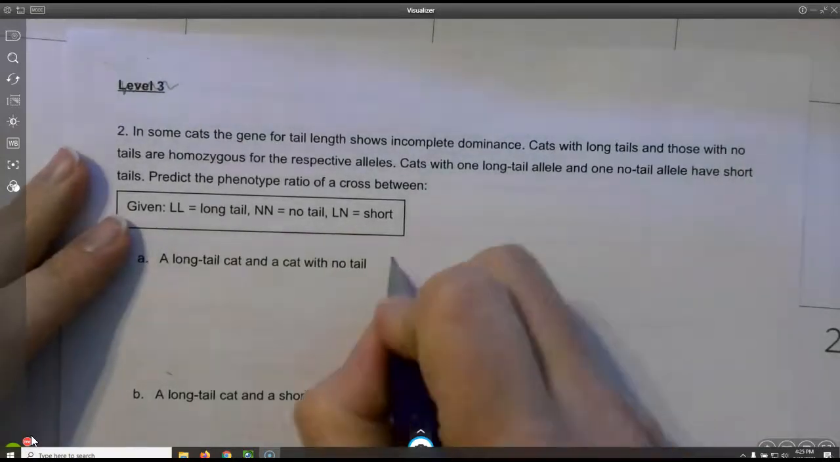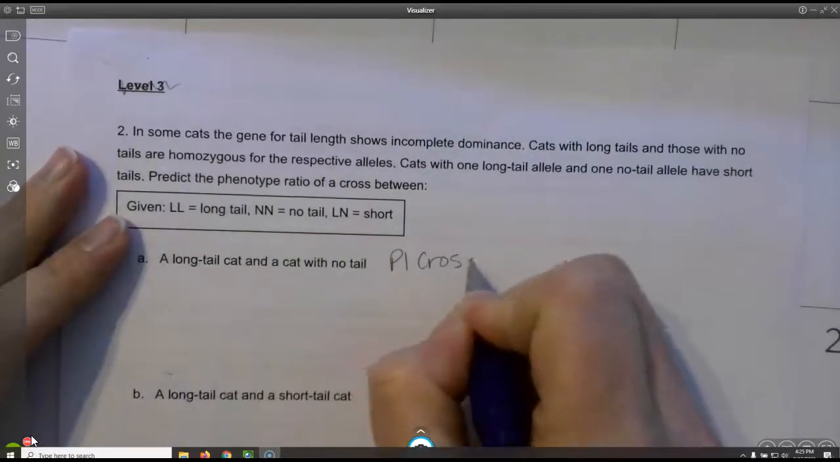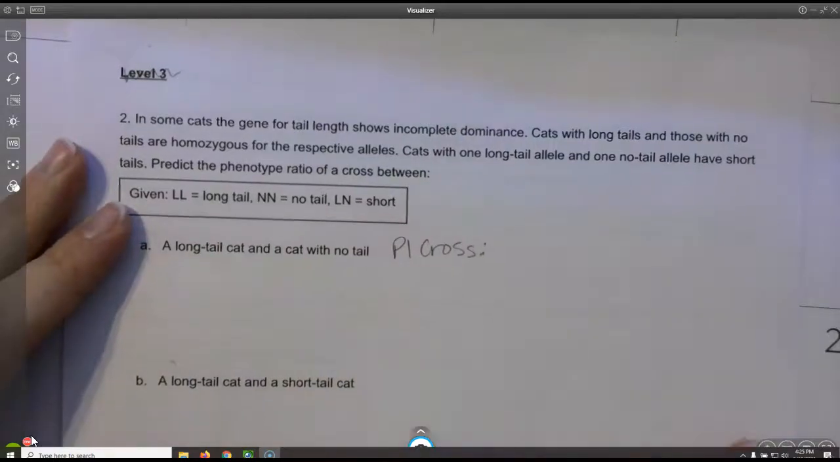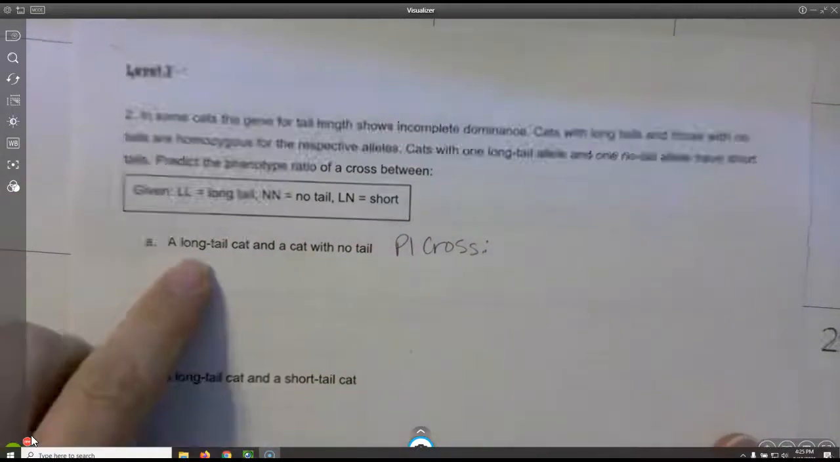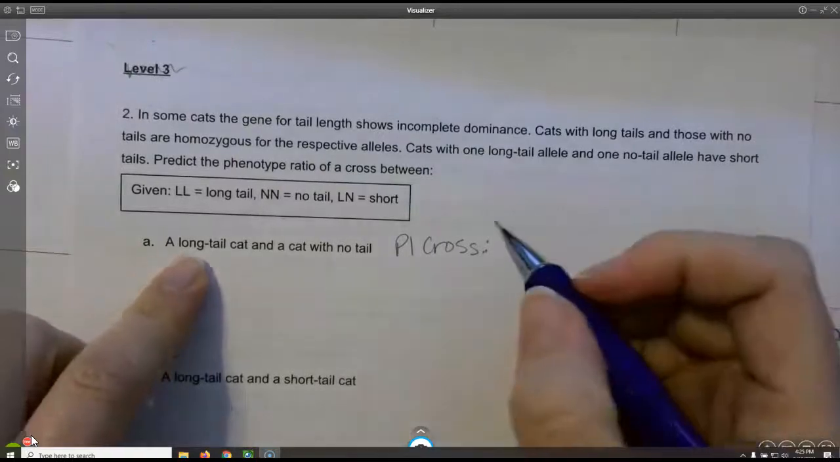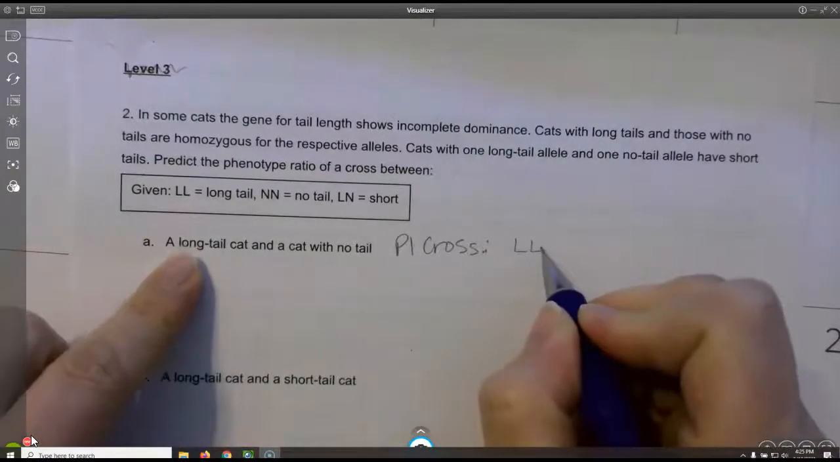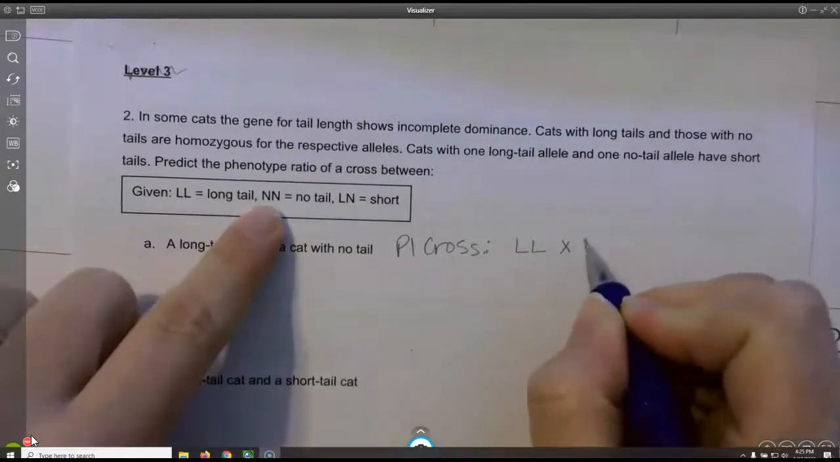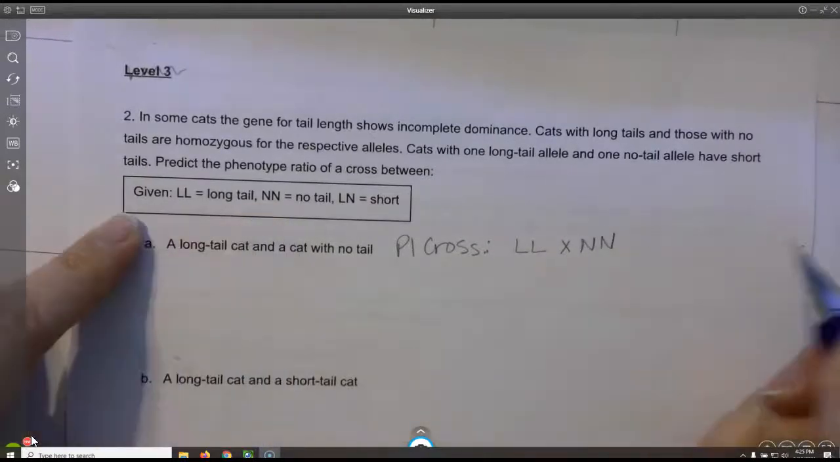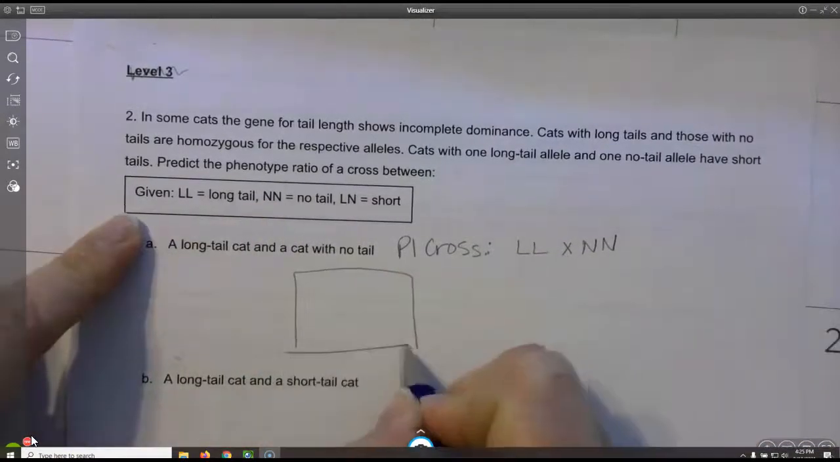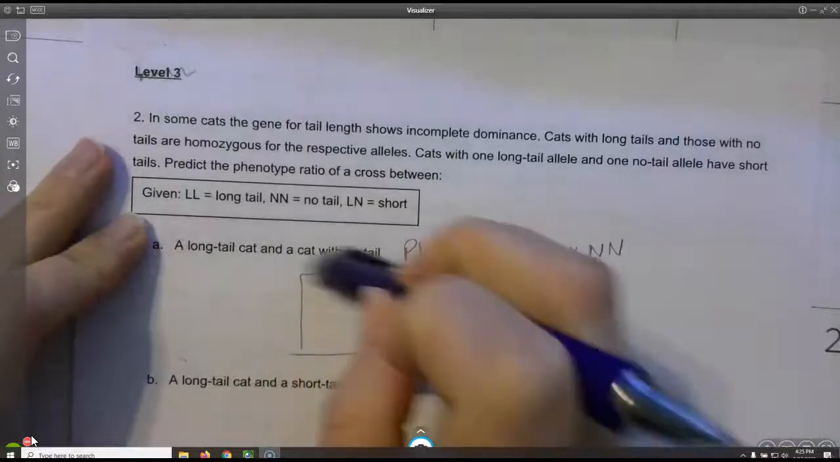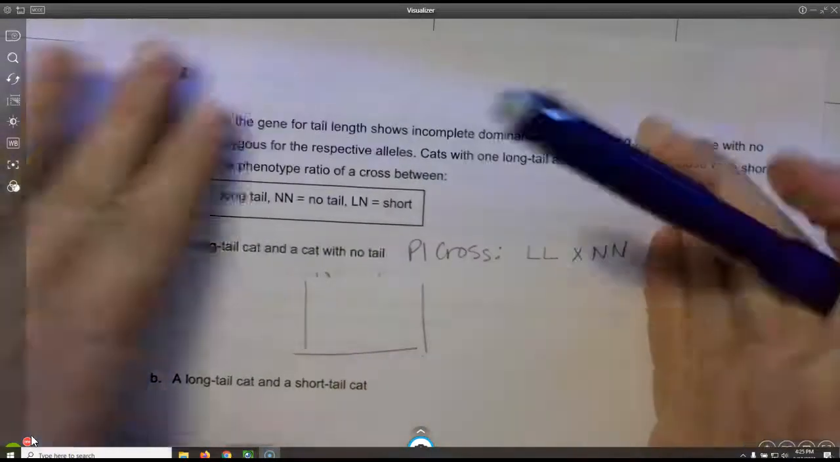So our P1 cross for number 1 or 2A, we have to cross a long tail and a no tail. So we're going to cross our long tail, LL is long tail, with a no tail. Okay, make your Punnett square. Maybe make some room so you can write on top of it.